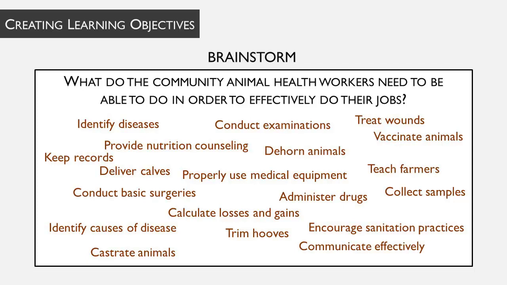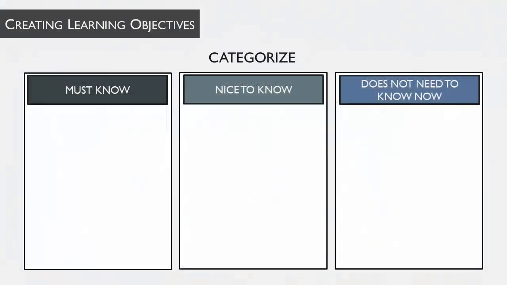Once we have an exhaustive list, it becomes necessary to determine what concepts and contents should be kept, what should be deferred to another training, and what should be eliminated altogether. This can be done by categorizing the brainstormed concepts into those that the participant must know, what it would be nice for them to know if there is time, and what they do not need to know right now.